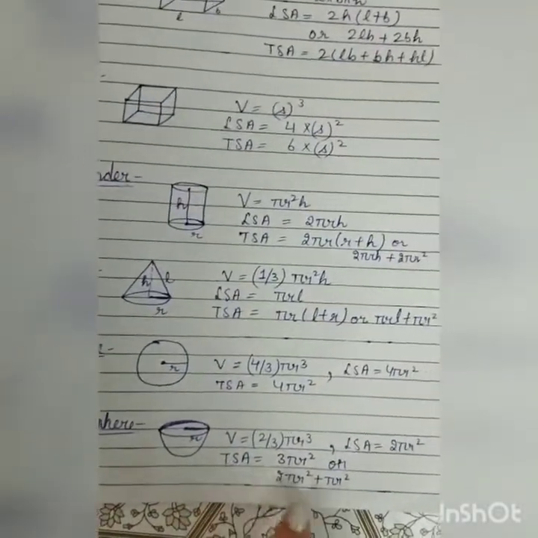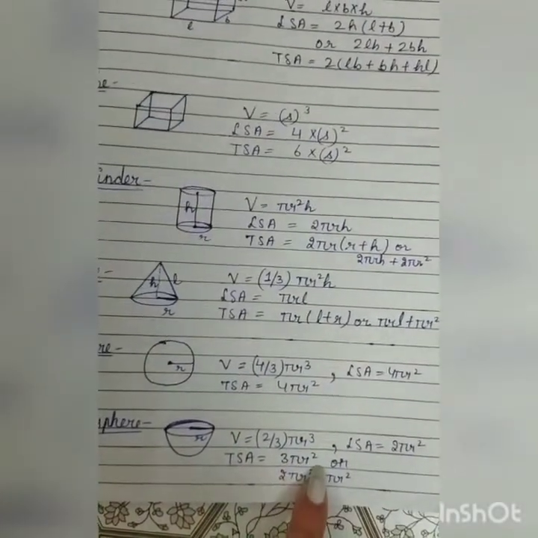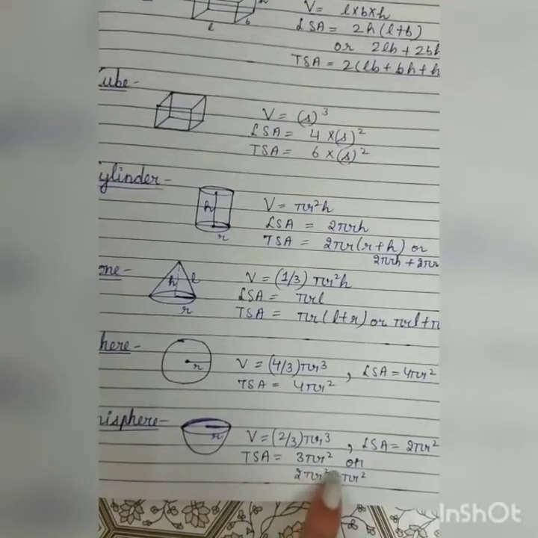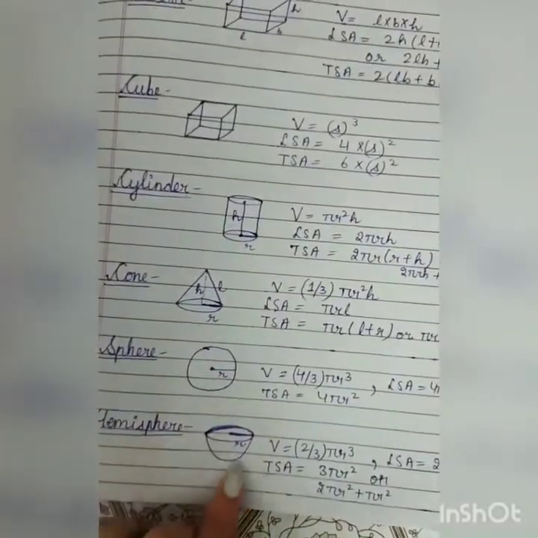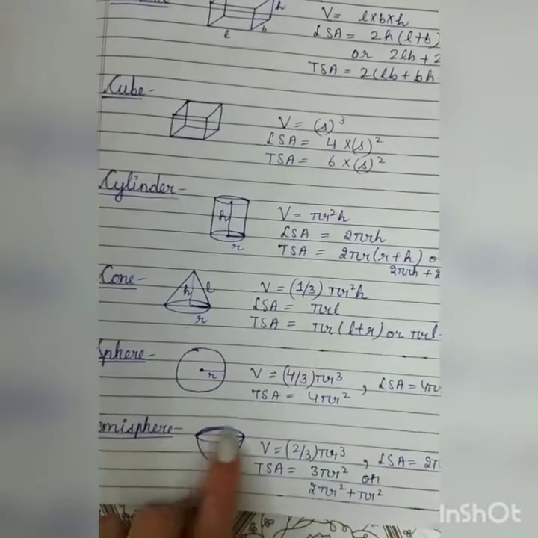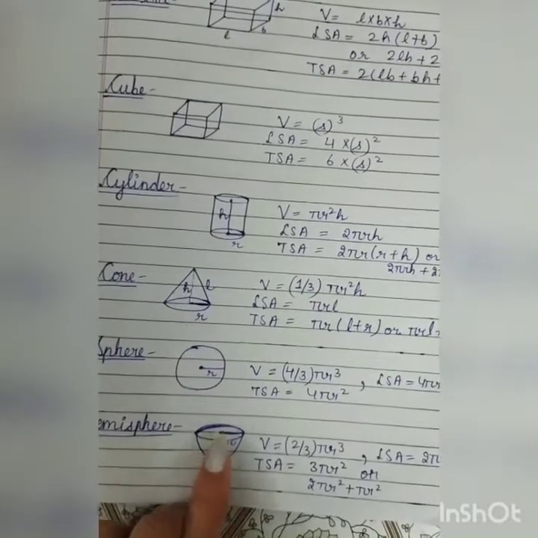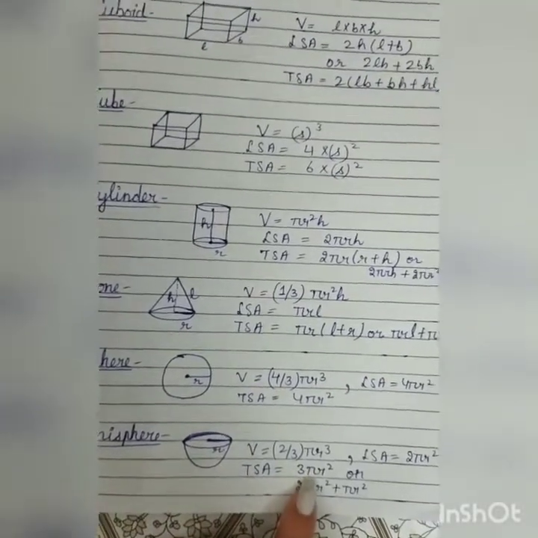Total surface area is 3 pi r square, or 2 pi r square plus pi r square. So why is it 3 pi r square? Because if you see this part, this is pi r square and this part will be 2 pi r square, and combining these two parts you get 3 pi r square.